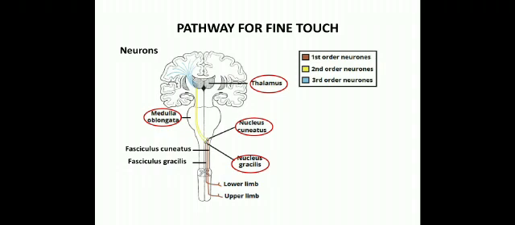posterolateral ventral nucleus of the thalamus. So, the fibers starting in the thalamus pass through the internal capsule and the corona radiata and end in the somatosensory area of the cerebral cortex, area number 3, 1, 2.